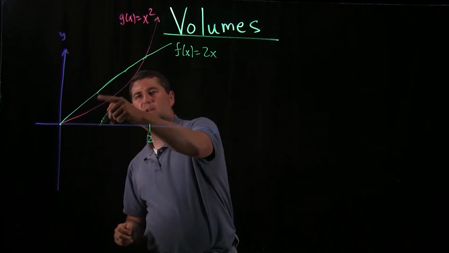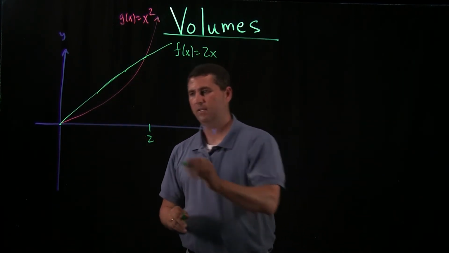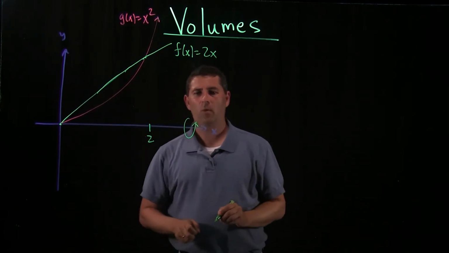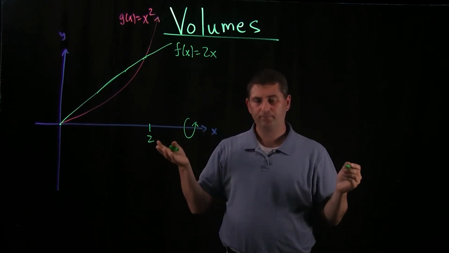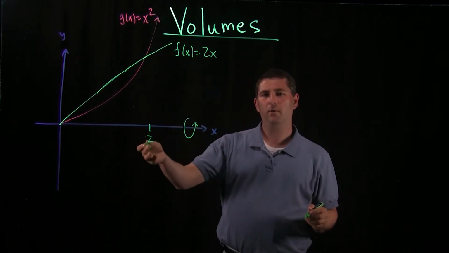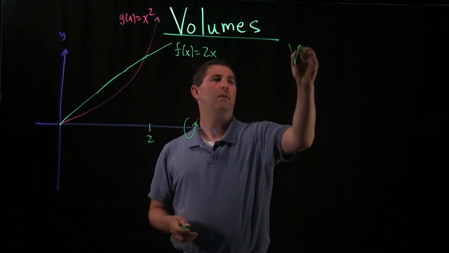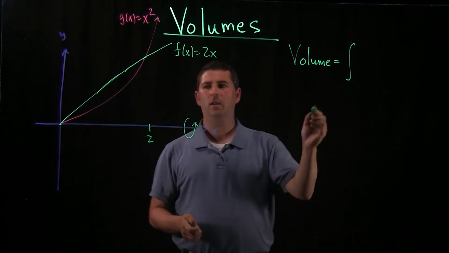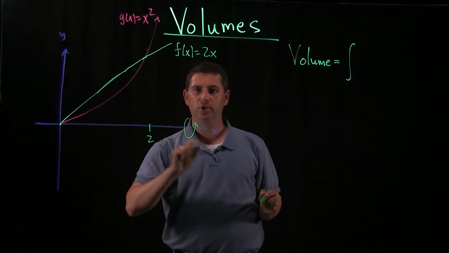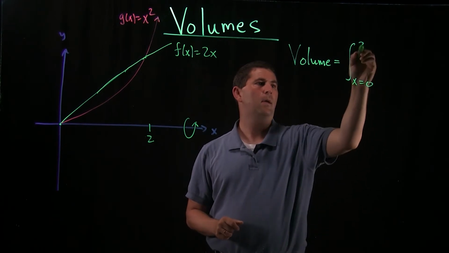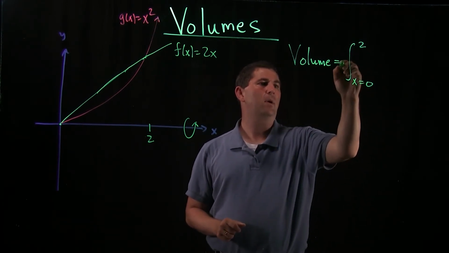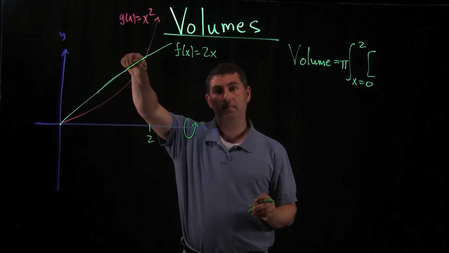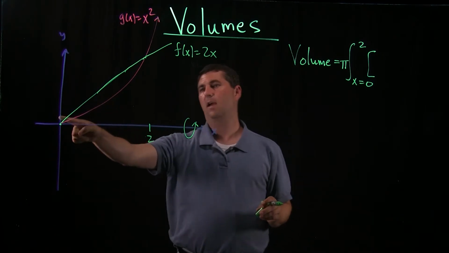So there's going to be some region in between them, and I want to take this region, and I want to rotate it around, say, the x-axis. Okay, fine. If I want to rotate it around the x-axis, I want to get my volume. And how am I going to work this out? Well, I'm integrating between 0 and 2. And then I need pi. Well, we can always pull the pi out. I need the larger function, the one that's going to give me the big cylinders. That's my 2x.